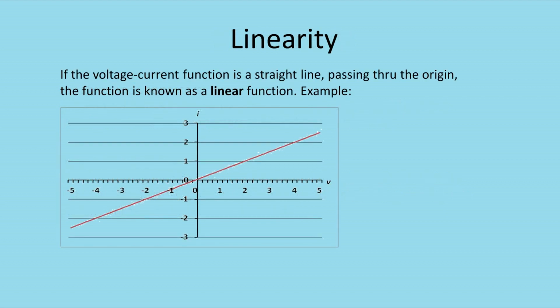The diagram shown is a current versus voltage plot, where the voltage over the device is on the x-axis and the resulting current through the device is the y-axis. In this case, the function is a straight line passing through the origin. This is a typically linear behavior. The current is simply proportional to the voltage, and the slope of the line corresponds to the electrical conductance.